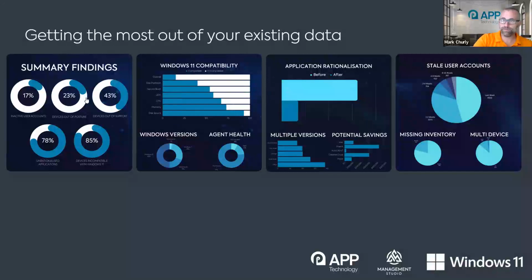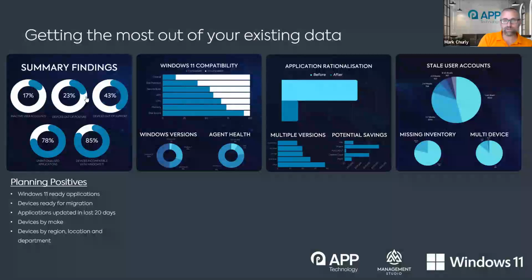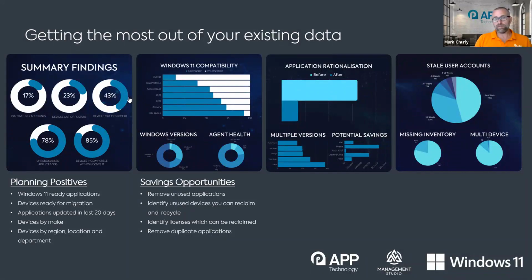you can see on the screen now, there's a lot of findings that will come out in your report. We'll be focusing on pulling together planning positives for you. This is where you might find that you've got applications that are already compatible and ready for Windows 11, and some devices that are already ready for migration. We can help you identify applications that have been recently updated so you know they're current within your estate, and look at devices by make, model, region, location, and department, depending on the information we can extract.